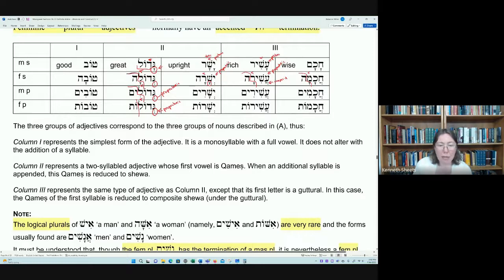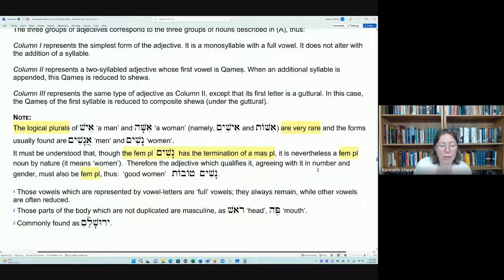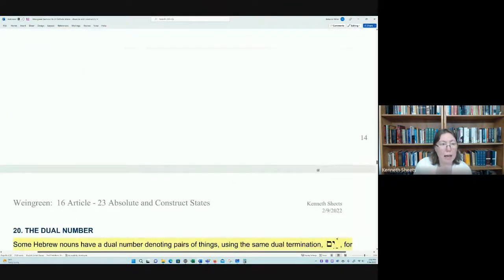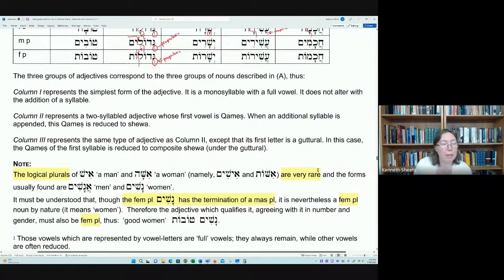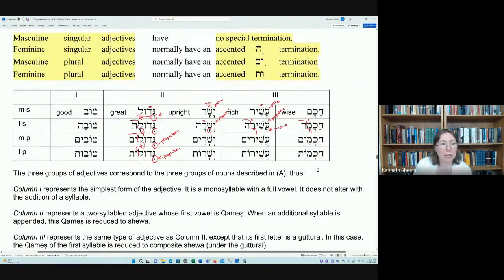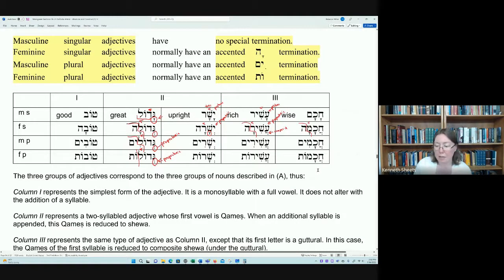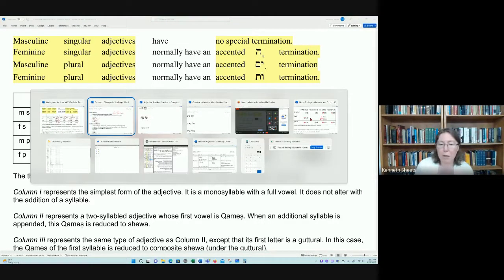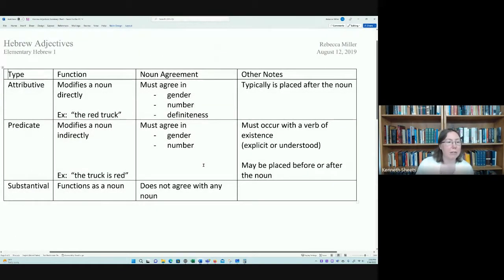Now, another thing to bear in mind when we are dealing with the adjectives as well is that adjectives can occur in three different positions. What do I mean by that? They can either modify a noun directly, that is, as in the statement, the red truck. So if I come on over here to this particular chart here.